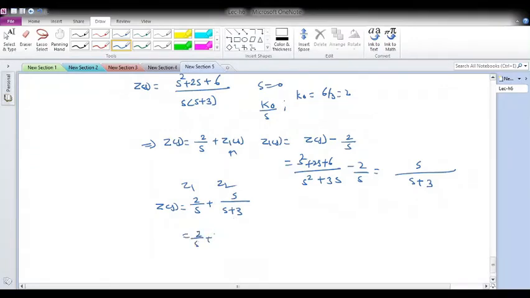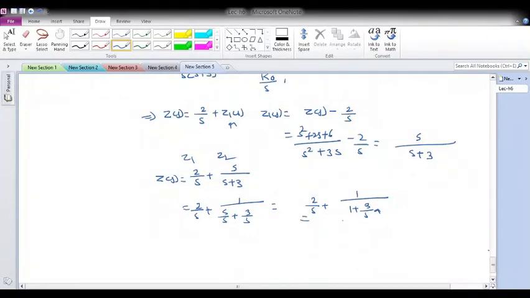Okay, which will be how? This will be 1 over s by s plus 3 by s, which looks like 2 by s plus 1 over 1 plus 3 by s, which is admittance here. So how will be the realization? This is impedance and this is admittance.